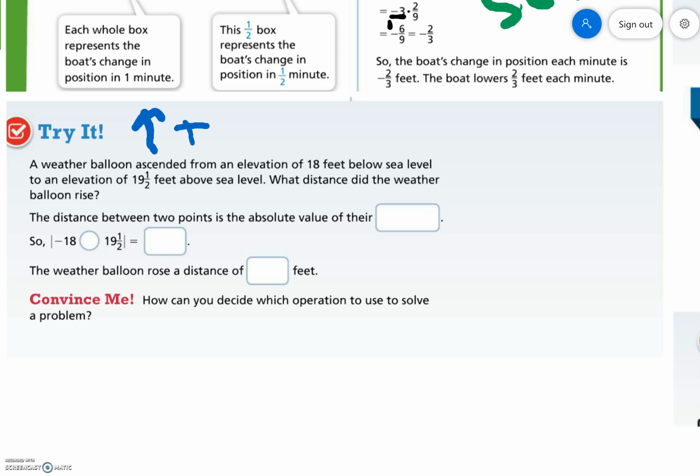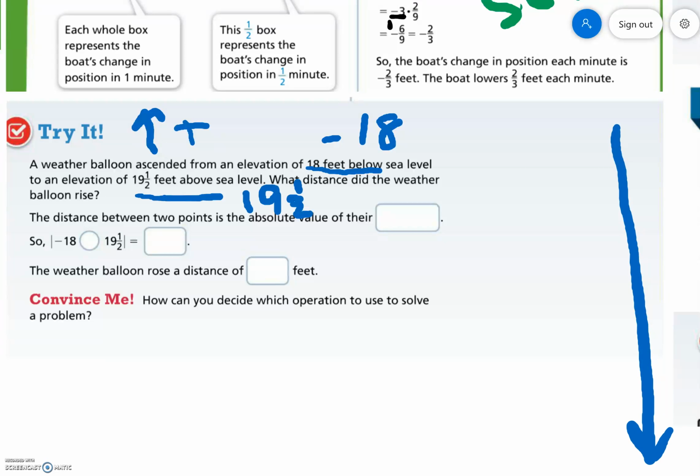From an elevation of 18 feet below sea level to an elevation of 19.5 feet above sea level. So we're starting at -18 and we're going up to 19.5. What distance did the weather balloon rise?